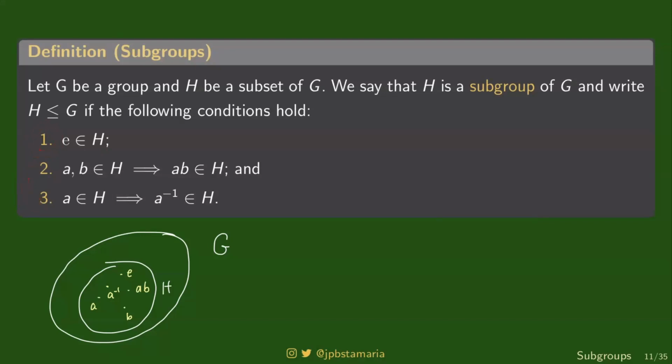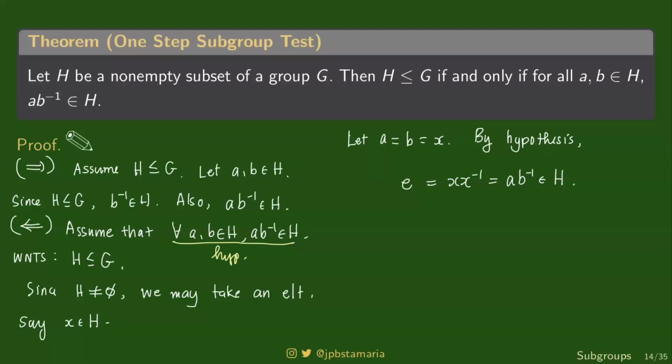Kasi mas madaling i-prove yung number 3 kaysa sa number 2 for me. Kasi number 3, isang element lang ang involved. Whereas yung number 2, dalawang elements ang involved. So let me prove number 3 first. Closure for inverses. Okay. Now, let A be in H. Ipoprove ko na yung A inverse ay nasa H din. How do I do that? To do that, mali ako eh.